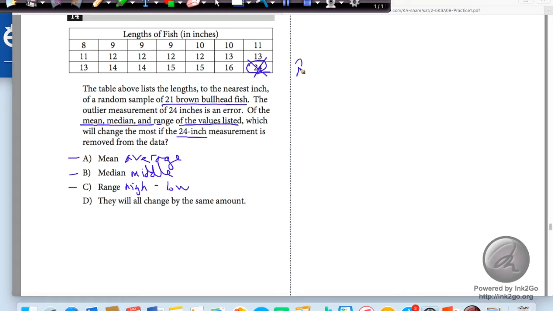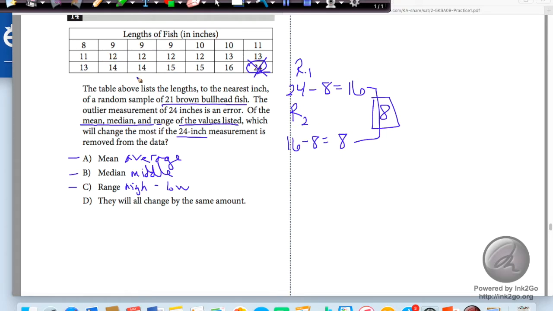If my range was 24 minus 8, let's say this is my previous range, so we'll label this as range 1, 24 minus 8, then that's going to be 16. But my range 2 here, if I remove the 24, is going to be 16 minus 8. So my new range is going to be 8, which means the difference here is going to be an 8-unit difference altogether.